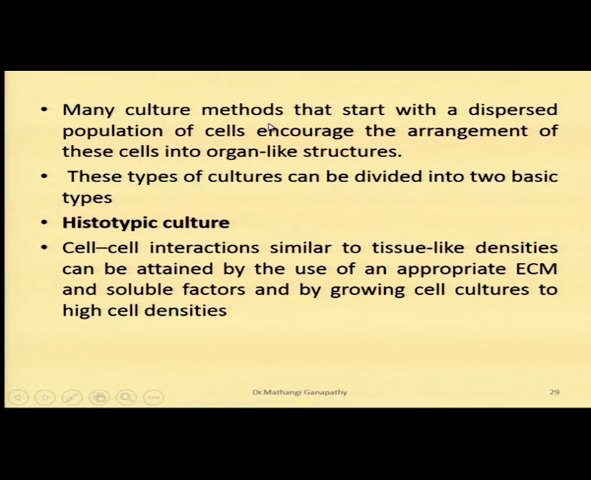Many culture methods that start with a dispersed population of cells encourage the arrangement of these cells into an organ-like structure. These types of cultures can be divided into two basic types. The histotypic culture is one where we see cell-to-cell interactions, like the interactions seen between two tissues. For this, we use an appropriate extracellular matrix content as well as soluble factors. And we also grow the cell cultures to very high cell densities.